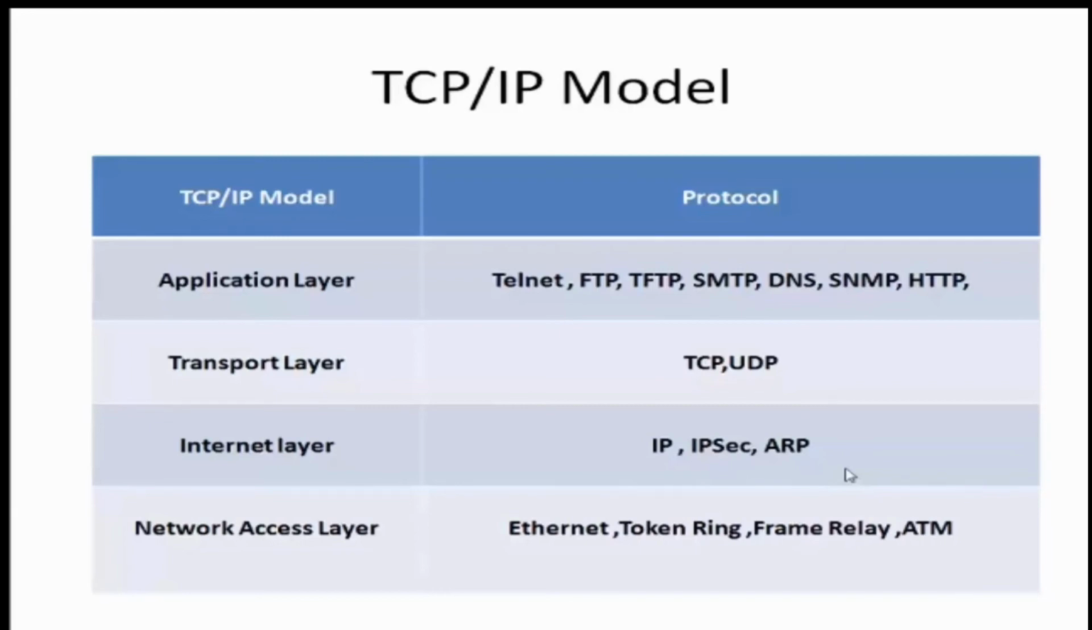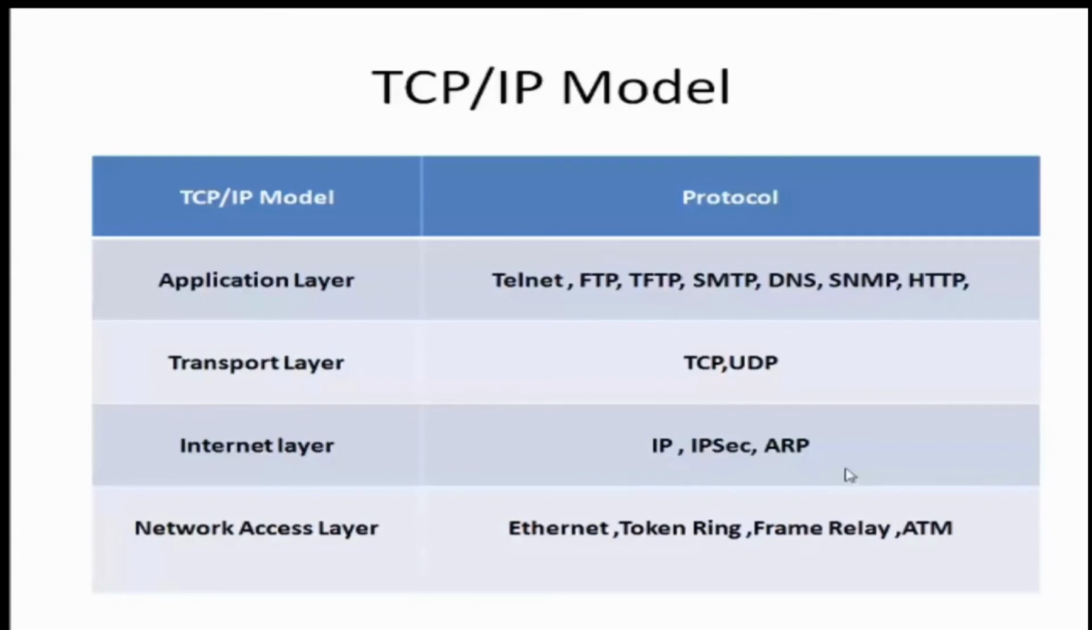In the network access layer we are using different types of technology like Ethernet, token ring, frame relay and ATM. The internet layer is the same as the network layer in the OSI model, and the protocols over here are IP, IPsec, and ARP, that is Address Resolution Protocol. The next layer is the transport layer. In the transport layer we are using 2 types of protocol, that is TCP and UDP.